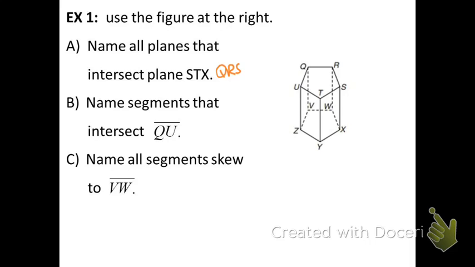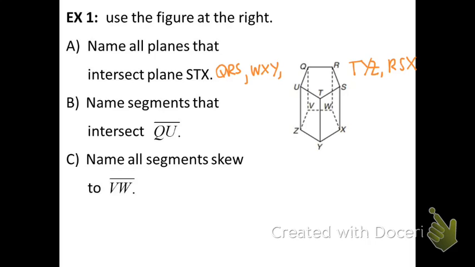And then another one it intersects is that bottom one. So I'll call it WXY. Another one that it will intersect is the one to the side of it. I'll write it on this other side, TYZ. And then we also have the one to this side of it. And I'll call it RSX.